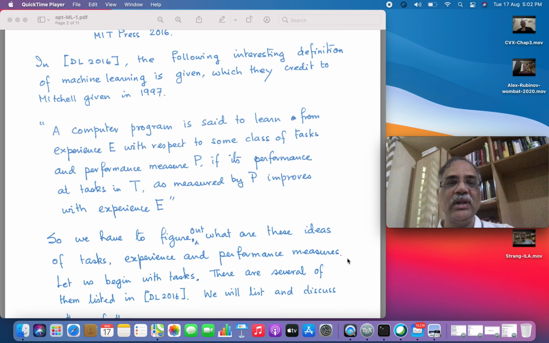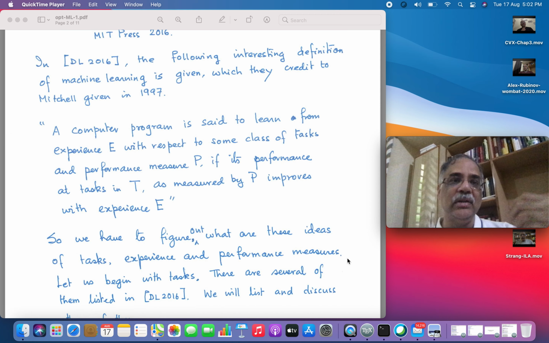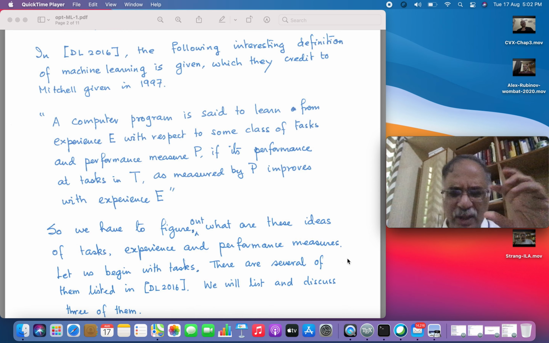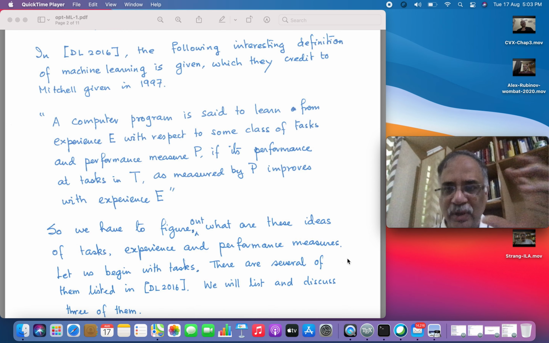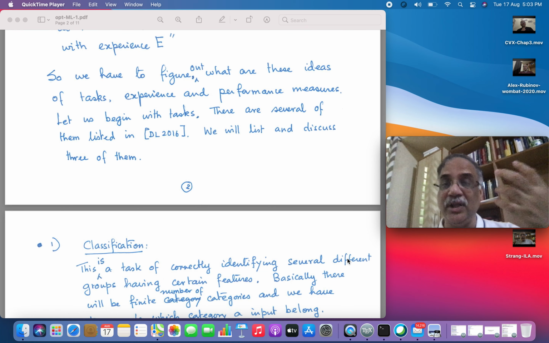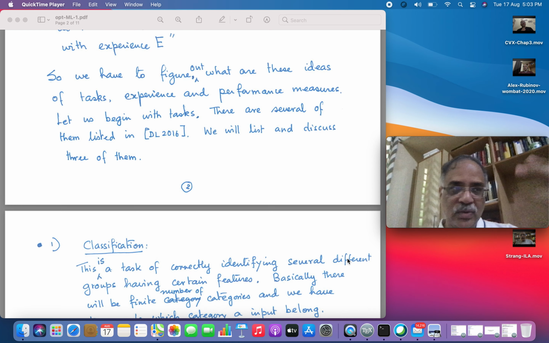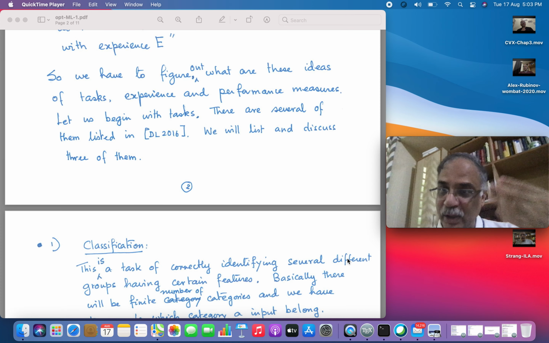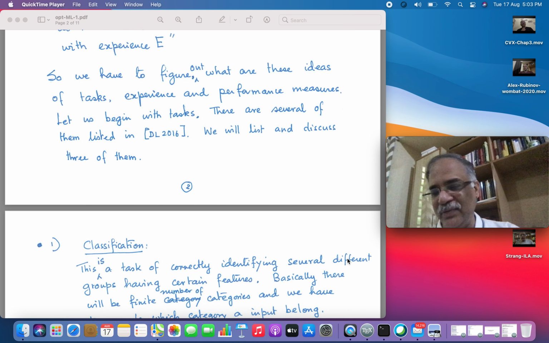So we have to figure out what is the meaning of this experience, what are tasks, and what is this performance measure. You don't need to get too bogged down in these terms. One of the most important problems that we deal with in machine learning is classification. So given data, tell who is who, who is X and who is Y, in very rough language.